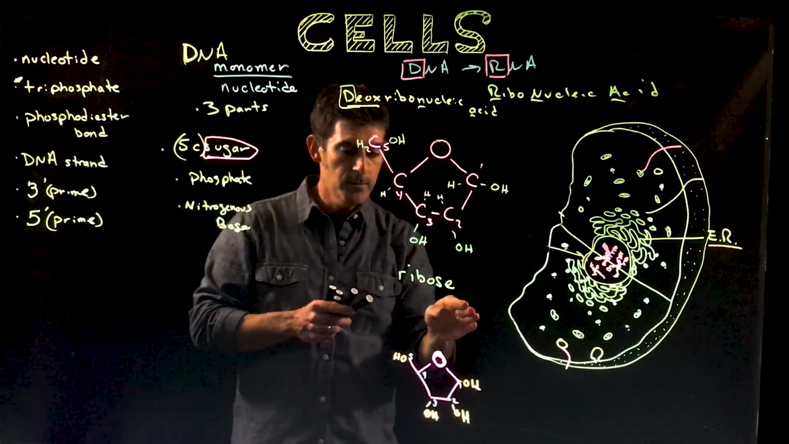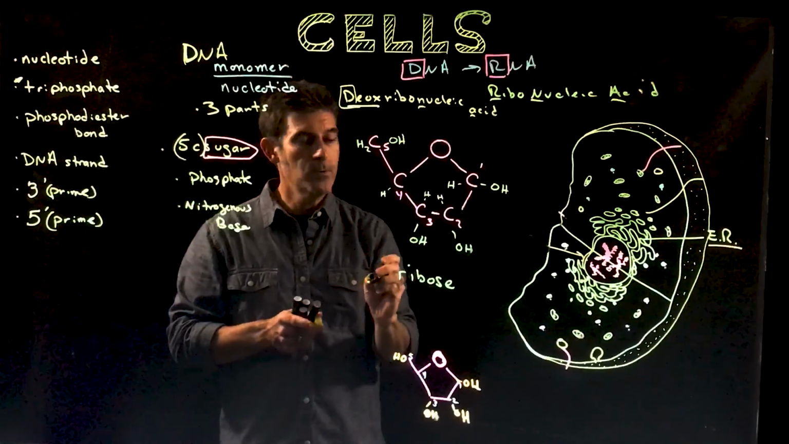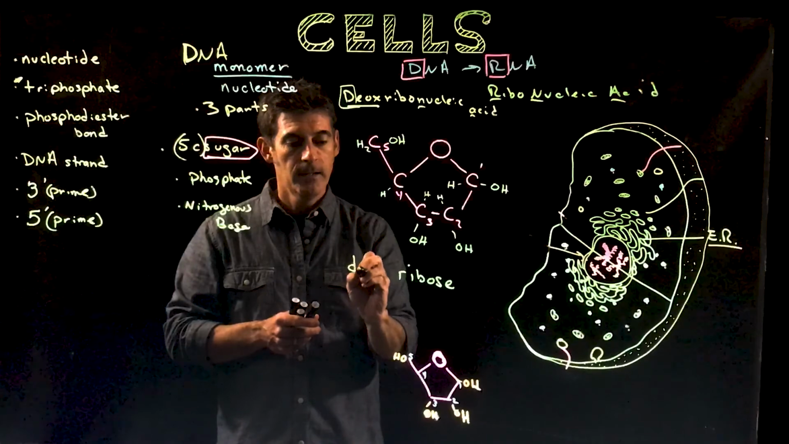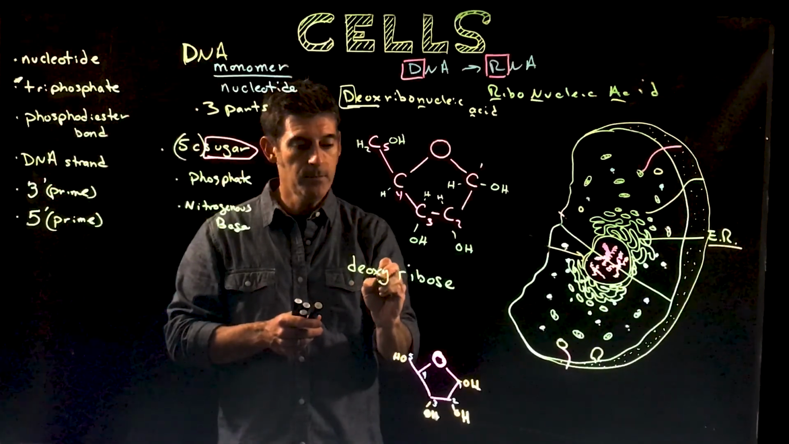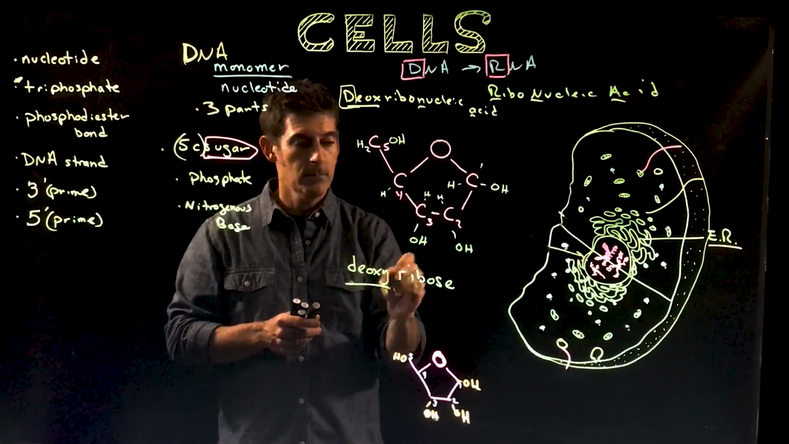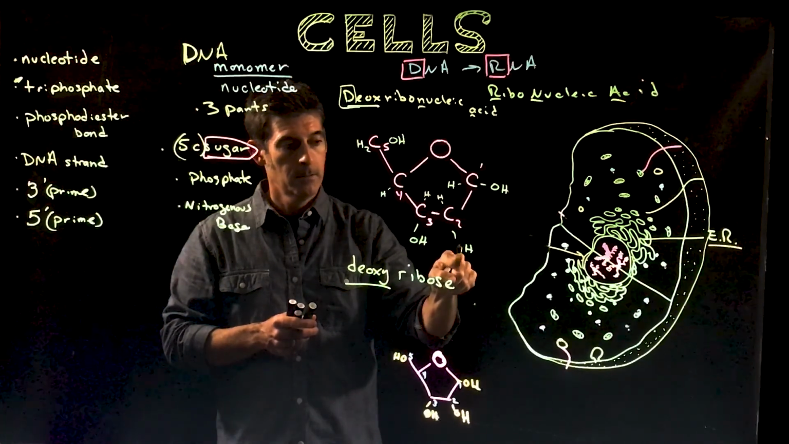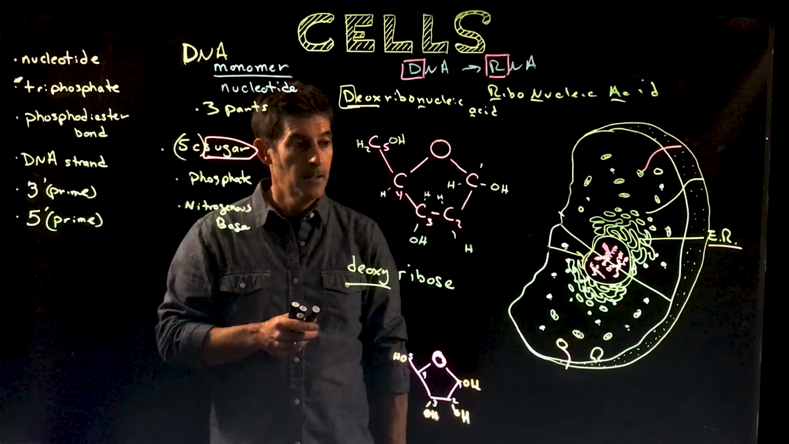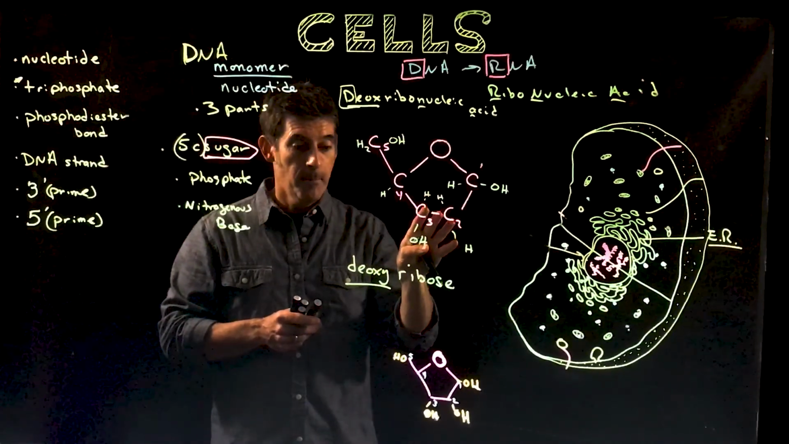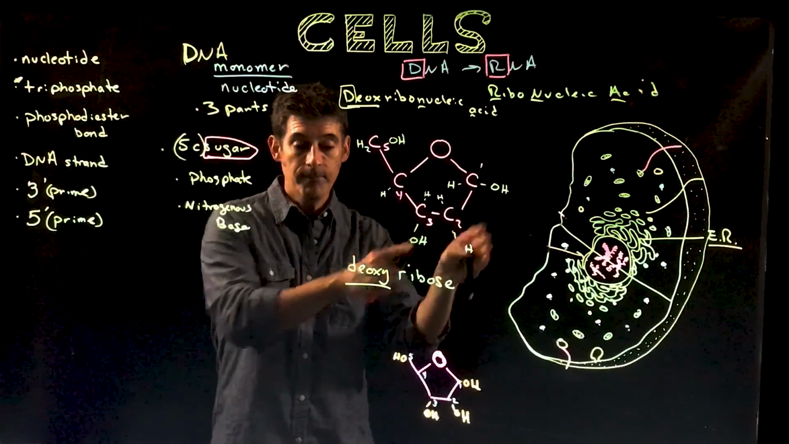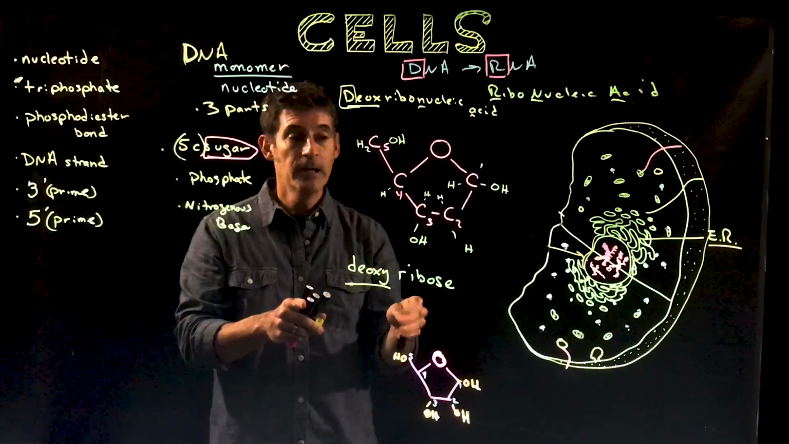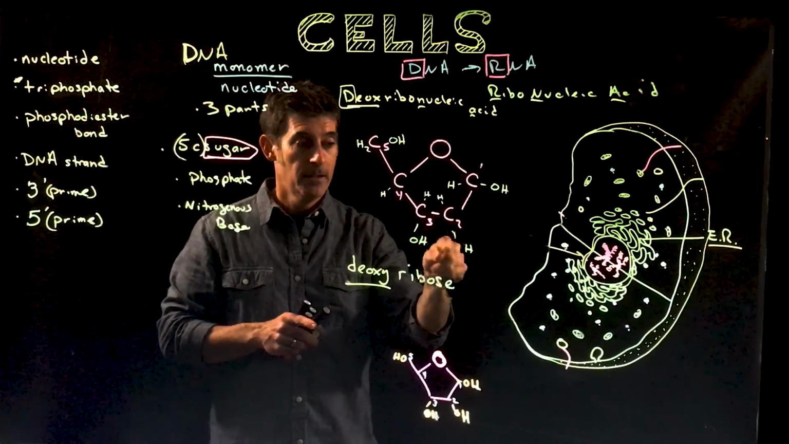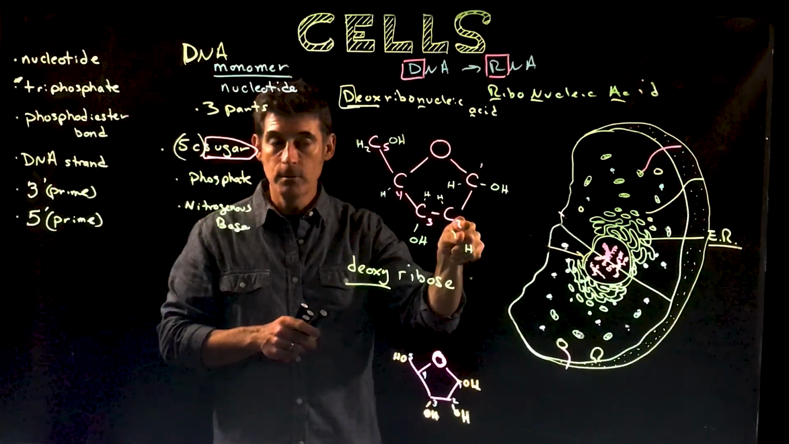So if this is ribose, and we want to draw the other sugar, the DNA sugar, we have to draw deoxyribose. What is it going to look like? Watch this. Now it's deoxyribose. The ribose sugar found in RNA and the deoxyribose sugar found in DNA are almost exactly the same sugar. The difference is here at the number 2 carbon.